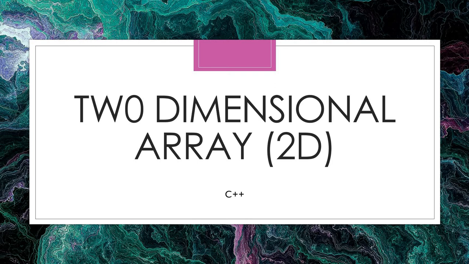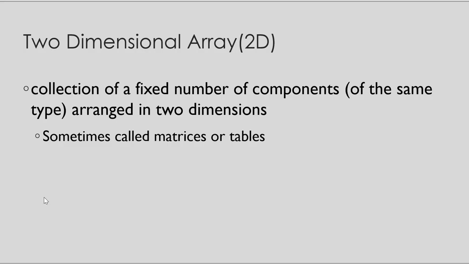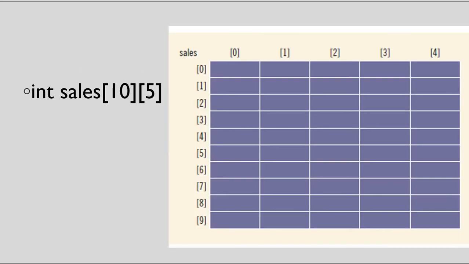Hello everyone, so our topic for today is two-dimensional array using C++. So what is a two-dimensional array? A two-dimensional array, what we call 2D, is a collection of a fixed number of components of the same type arranged in two dimensions, sometimes called matrices or tables, or simply a spreadsheet. Okay, so kagaya nito.